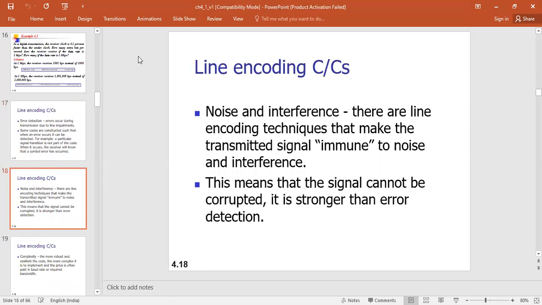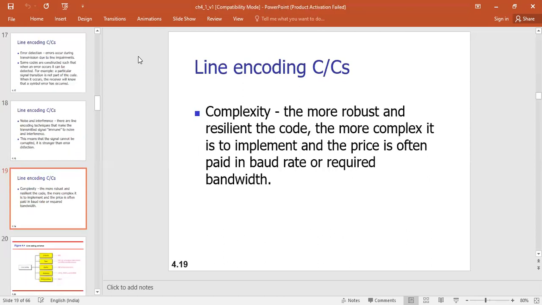There is also noise interference. There are some encoding techniques that make the signal immune to noise, so you can prevent noise interference. This means the signal cannot be corrupted easily, and gives stronger error detection. So another is complexity.